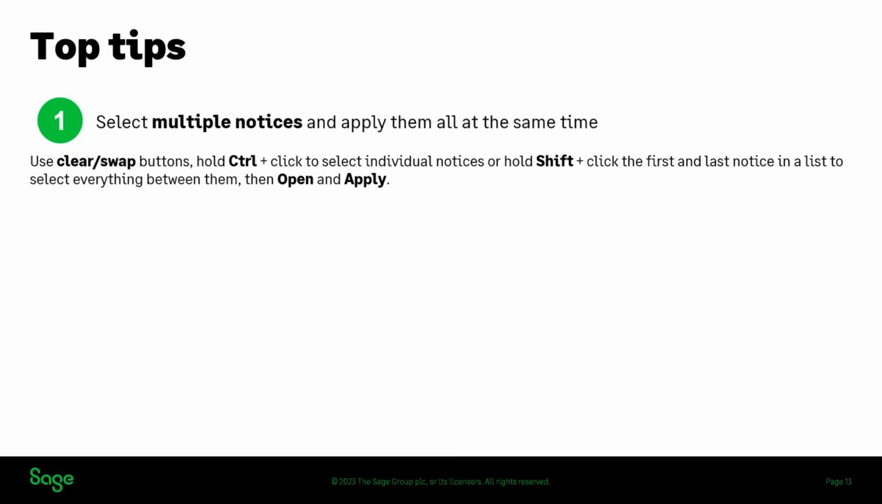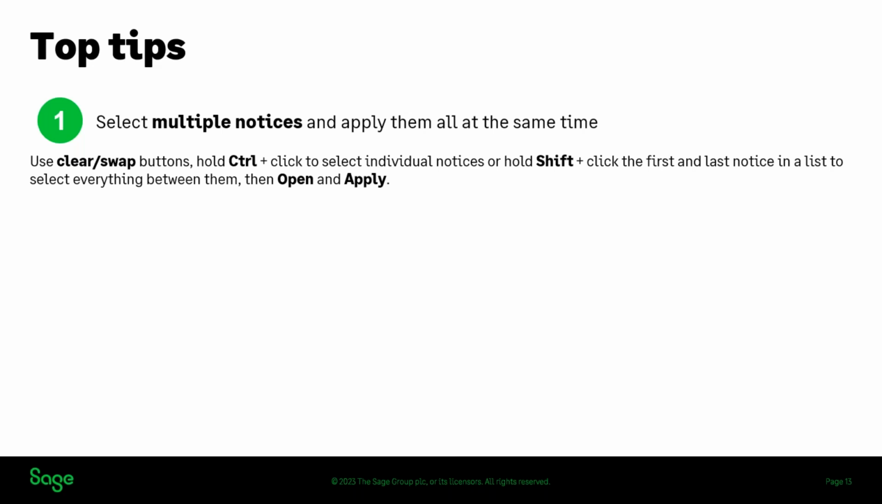There are some clear and swap buttons if you're looking to highlight everything within a particular folder, or if there's part of a list that you want to highlight, you can hold down the Shift key and click on the first and last notice in a list to select everything between them. Or if it's a number of individual notices you want to open at the same time, hold Control and then click on those individual notices.